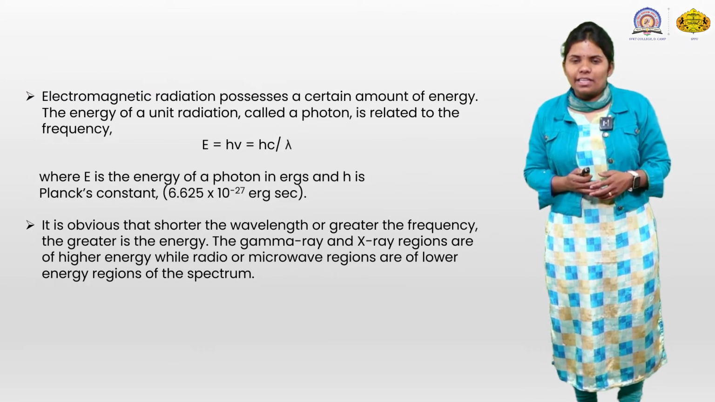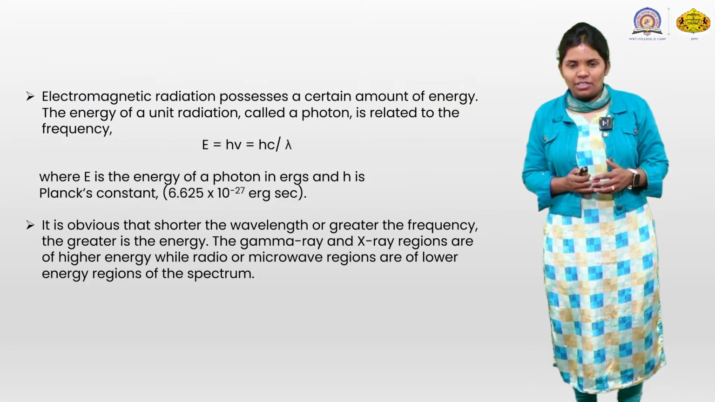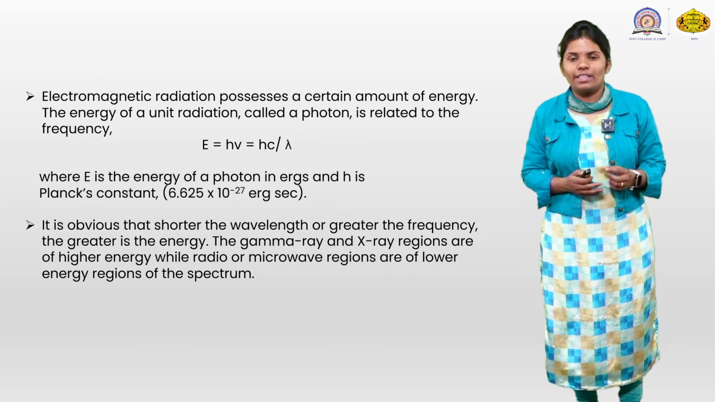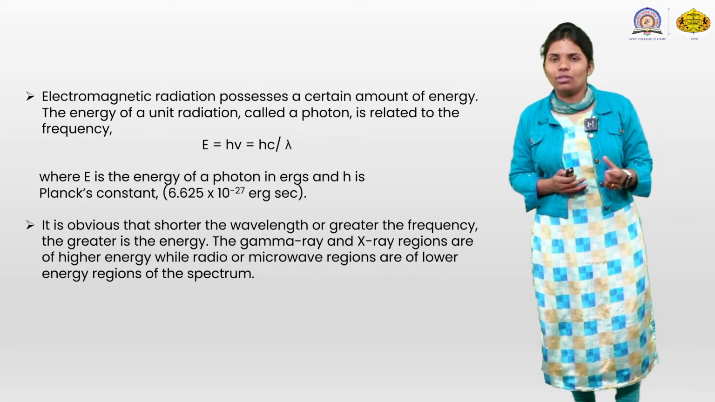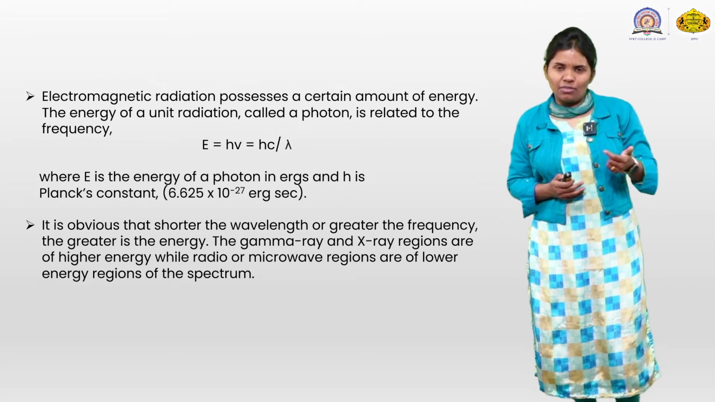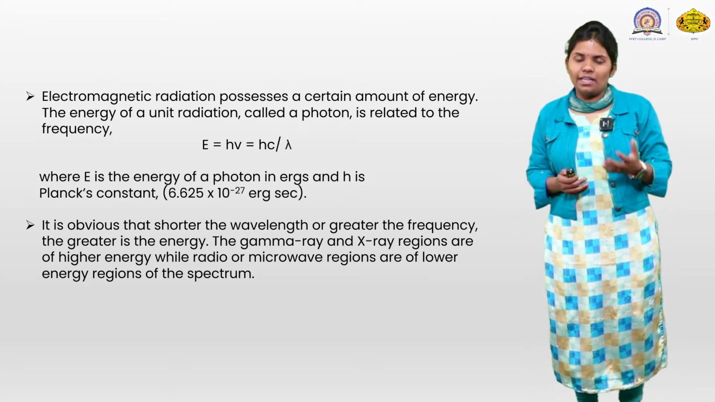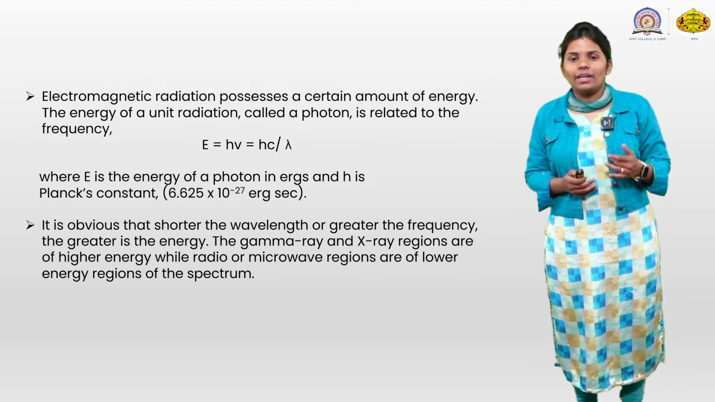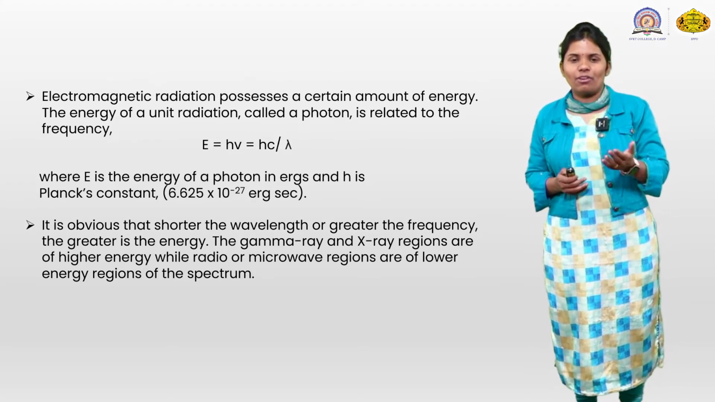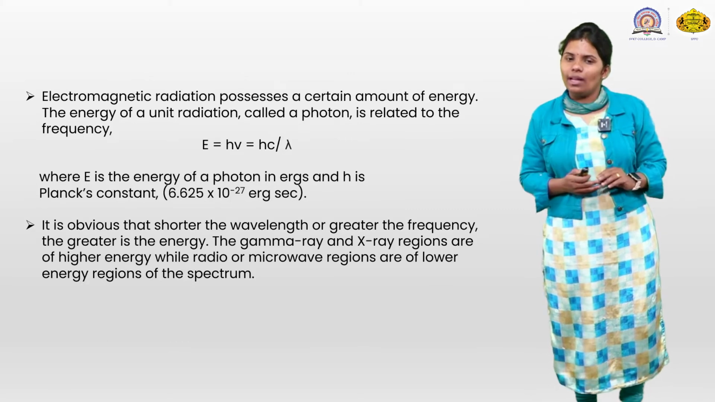So electromagnetic radiation possesses a certain amount of energy. The energy of a unit of radiation called a photon is related to the frequency. Every photon has a particular wavelength and frequency. So you can write energy is equal to h nu. You can write nu as c upon lambda. So the formula will transform into E equals hc upon lambda.